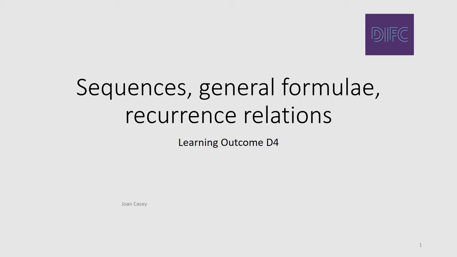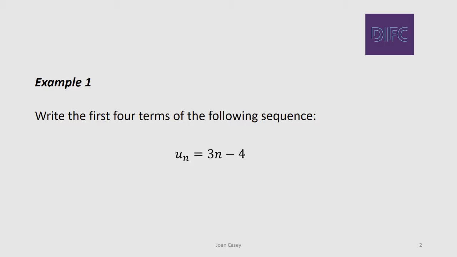In this video, we're going to look at sequences, general formulae and recurrence relations. So the first example we'll take a look at is: write the first four terms of the following sequence, Un equals 3n minus 4.